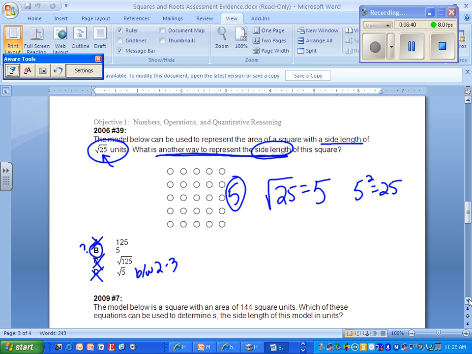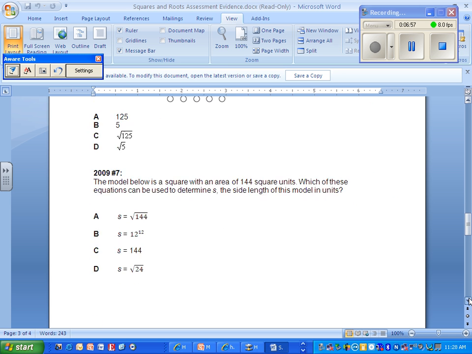5 is 5, and yes, it's that easy. That's the square root of 25. That represents the side length. So read the question carefully and answer it accurately. Do not make up your own answer just because you think 5 is just too easy. All right, let's move to the next one.